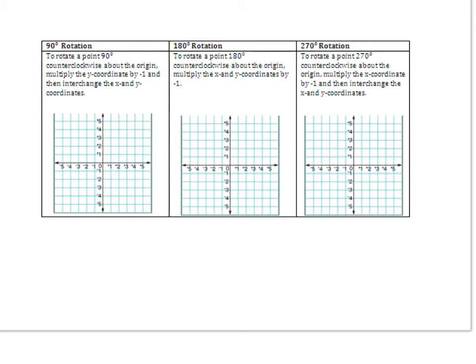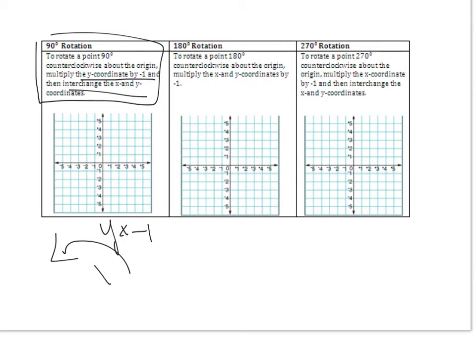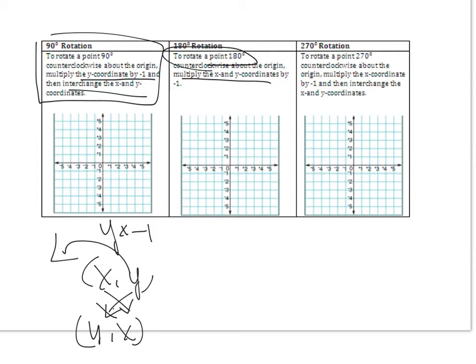Now, this is a very important page to look at. If I want to rotate a point 90 degrees counterclockwise, which means go that way, multiply y by -1, and then switch x and y. So multiply y by -1, and then x and y switch places. To go 180 degrees, just multiply x and y by -1. That's all I do. I don't flip-flop them.